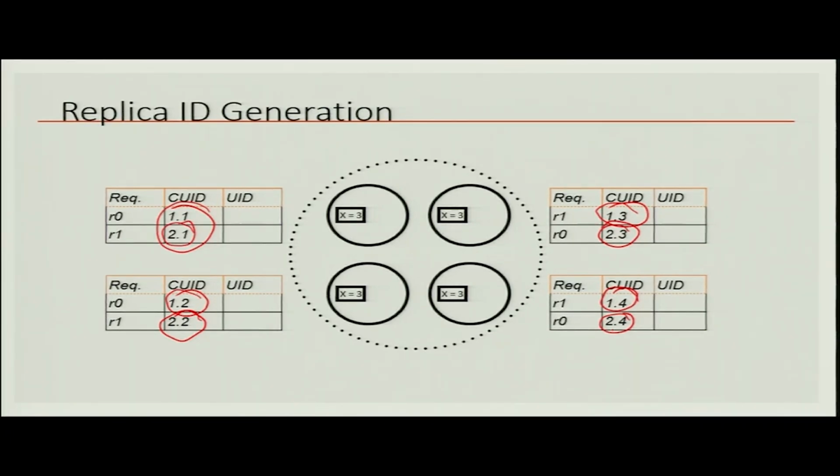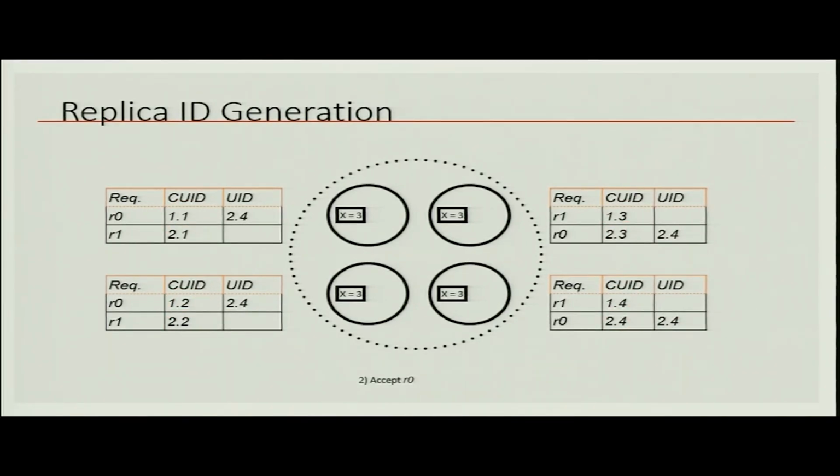But this is not the same in all the places, because for these two, R1 is 1, and for these two, R0 is 1. So, some algorithm has to exchange messages between them, and the message exchange in this case will be everybody telling their local IDs for all the transactions.